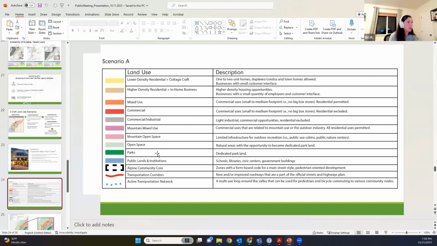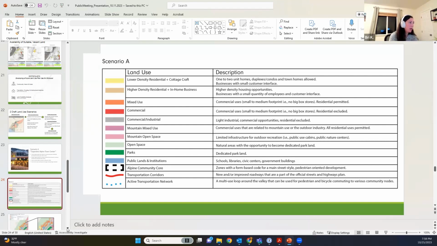Next is open space. So these could be natural areas. They could also be dedicated parkland if they are currently. And then parks are specific dedicated parkland. And then the last category is public lands and institutions. So that's like schools, libraries, civic centers, and other government buildings.